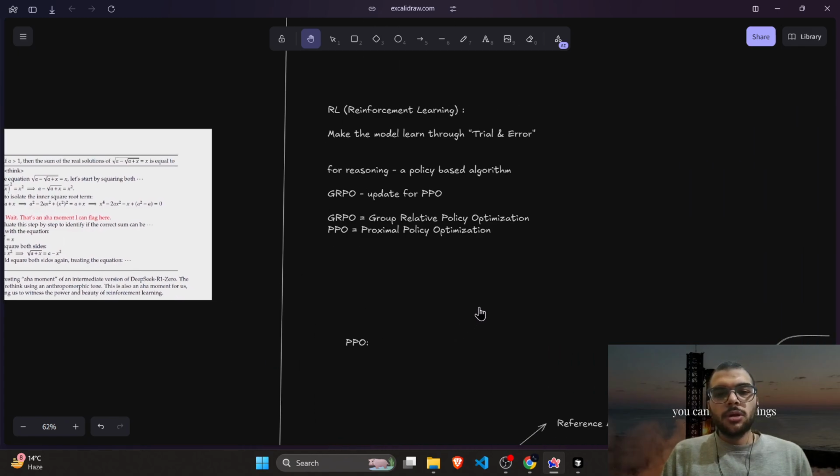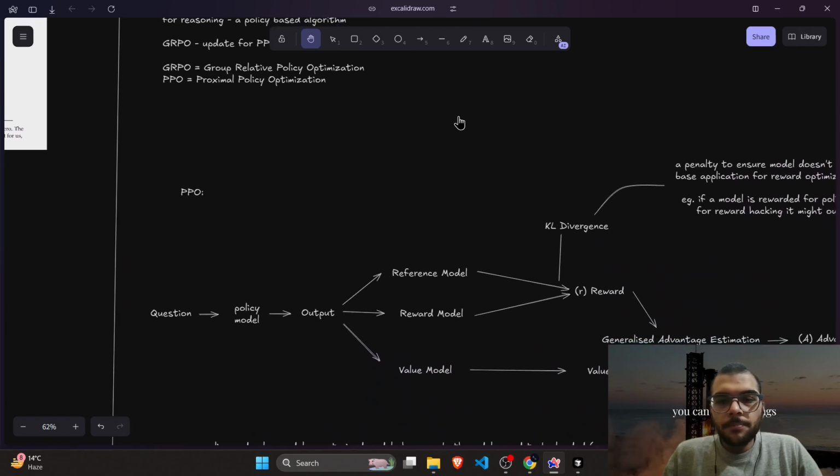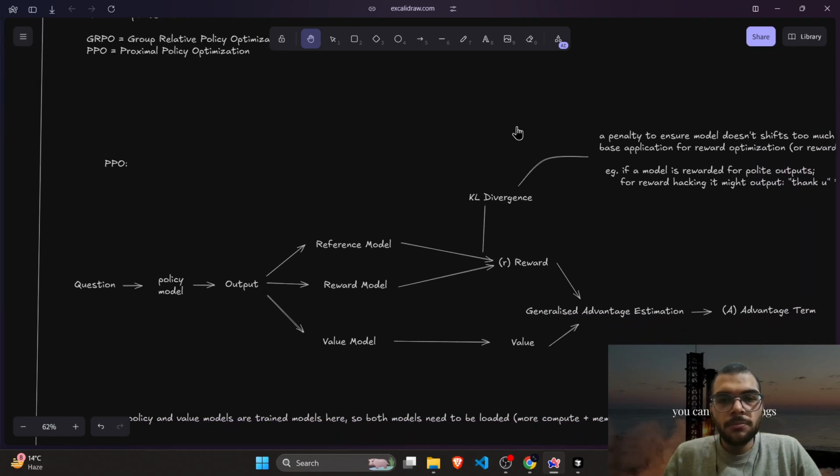For these kinds of models, you need a policy. DeepSeek used a policy-based algorithm called GRPO. GRPO is an update for an already existing policy algorithm, which was PPO. PPO is Proximal Policy Optimization. So let's first discuss PPO a bit before jumping on to GRPO.